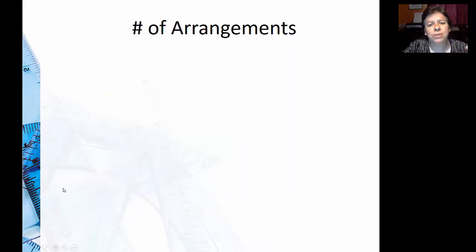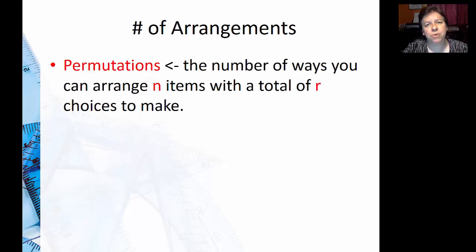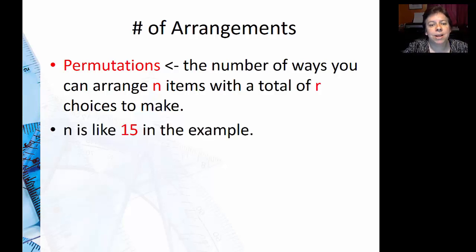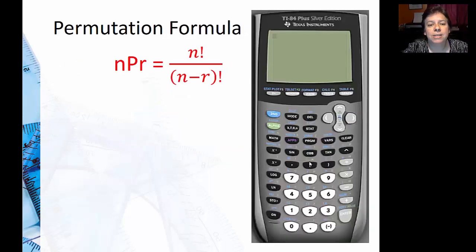So the number of ways you can arrange something, we call that permutations. That's when order matters, when A, B, C is different than C, B, A. And we definitely know there's a difference between a CBA and an ABC. So permutations are the number of ways you can arrange n items when you choose to use r of them. So in the example we did, n is 15 and r is 10. And the permutation formula is nPr equals n factorial over n minus r factorial.